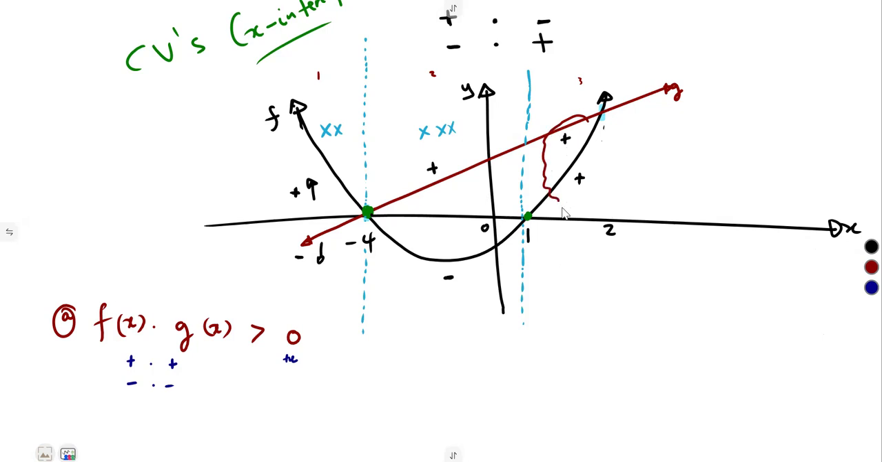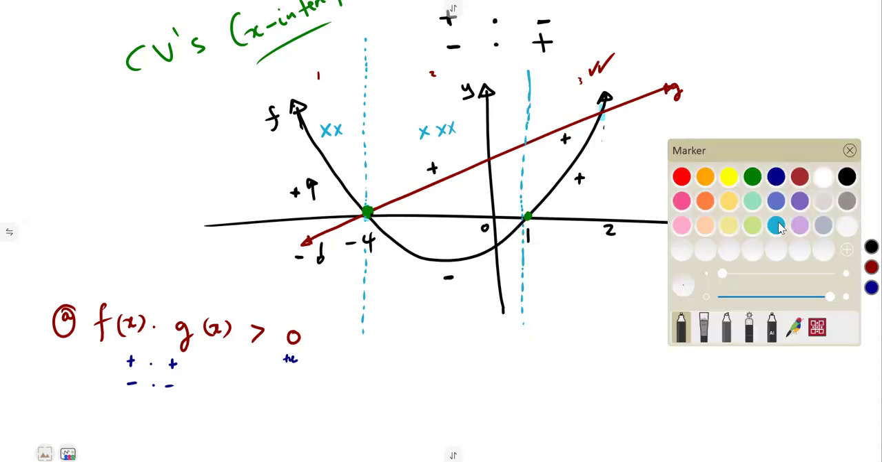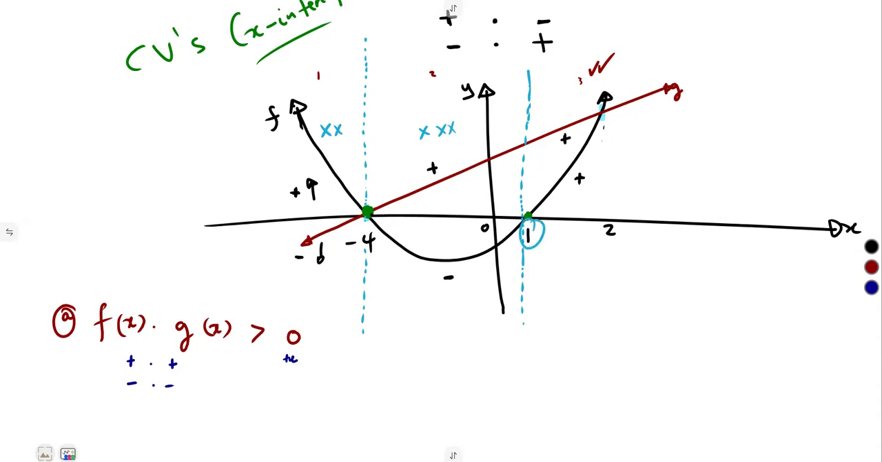A positive multiplied by a positive will give us a positive. So this region satisfies our solution, which is the final region from this critical value where x is equal to 1. From there, going to the right side, these are the solutions. So x is going to be greater than 1. x is bigger than 1.